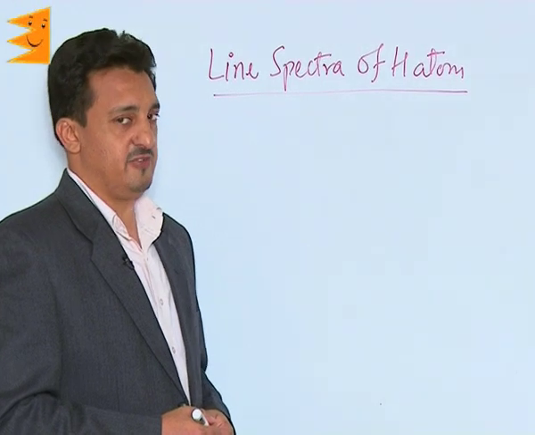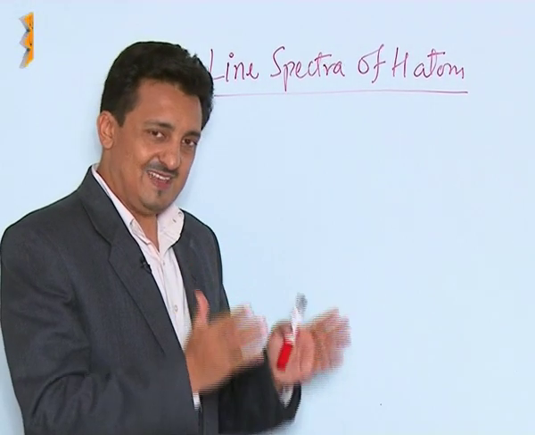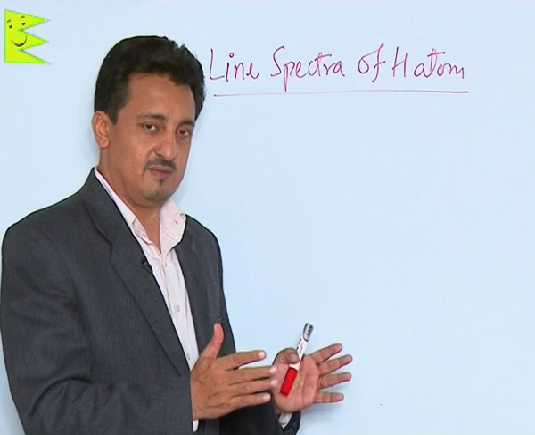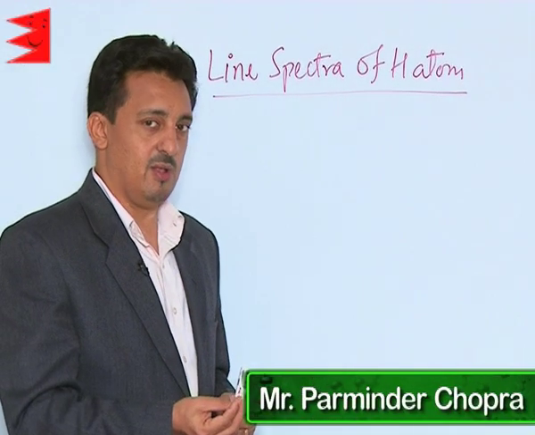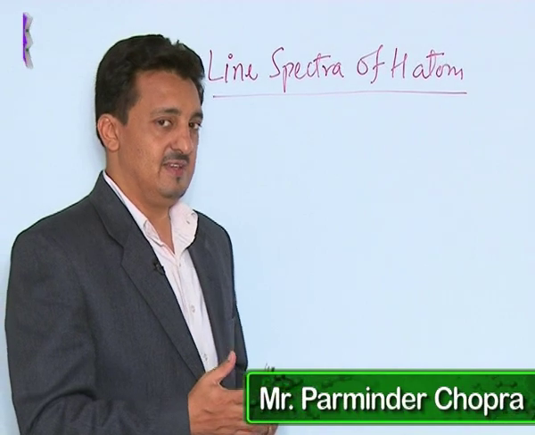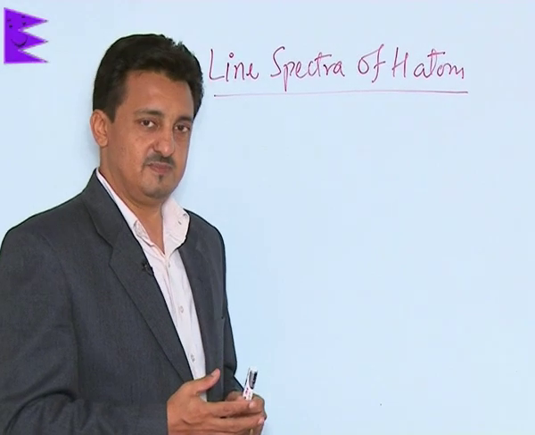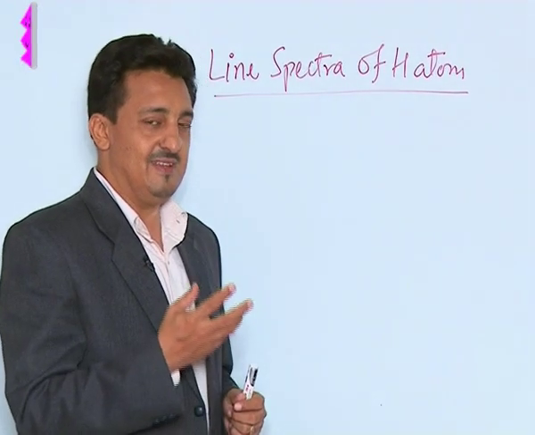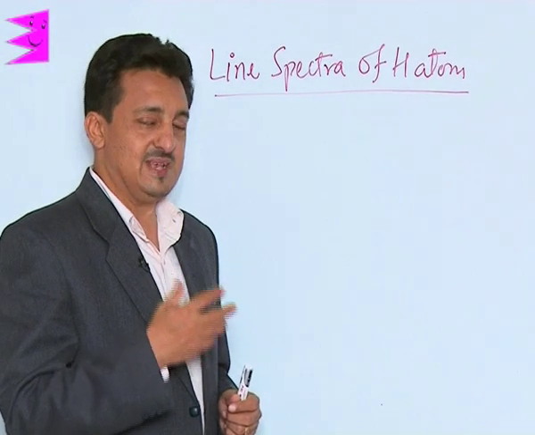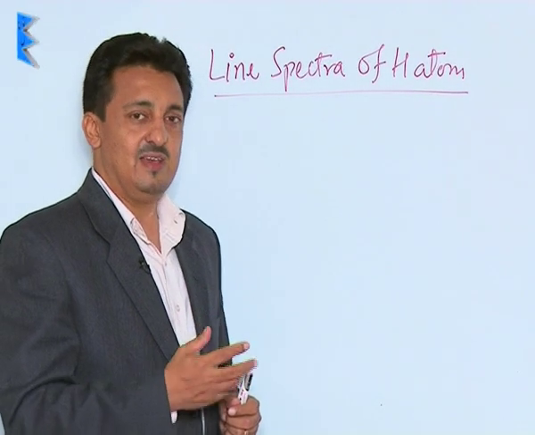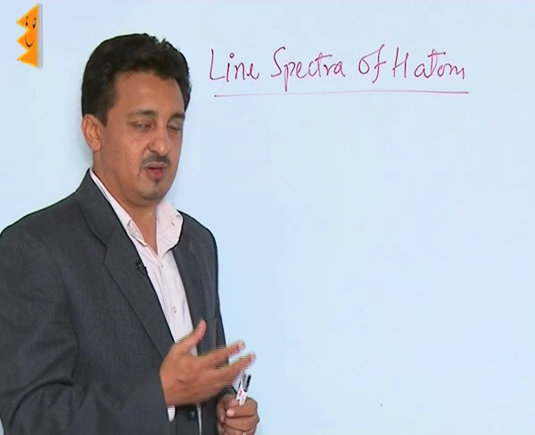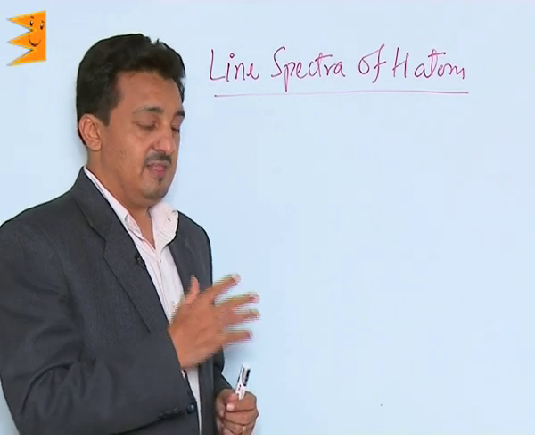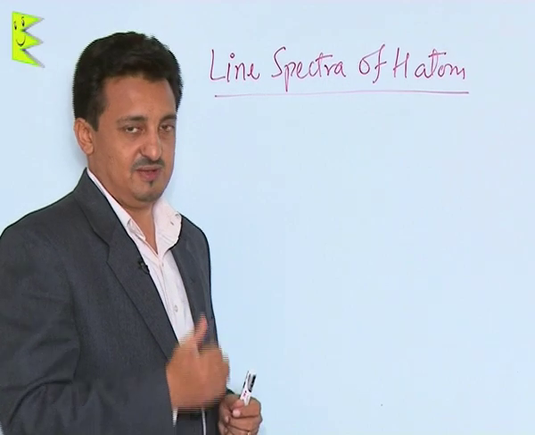Line spectra of hydrogen atom. Now, after understanding Niels Bohr's model of the atom, its postulates, and the advantages of the Bohr model, let us now understand the line spectra of hydrogen atom. Basically, in this we will understand how Bohr explained that we get line spectra in the case of hydrogen atoms, and how he explained this line spectra.